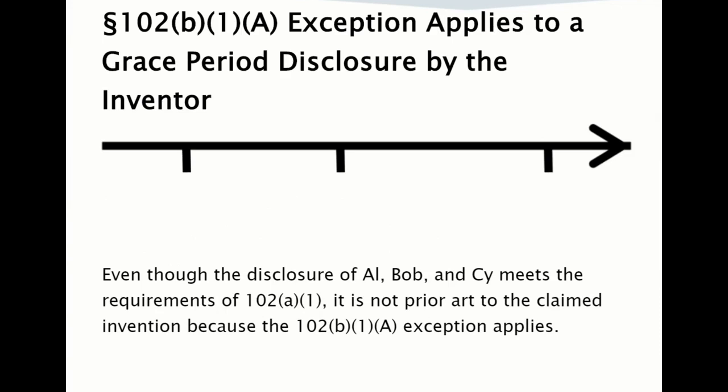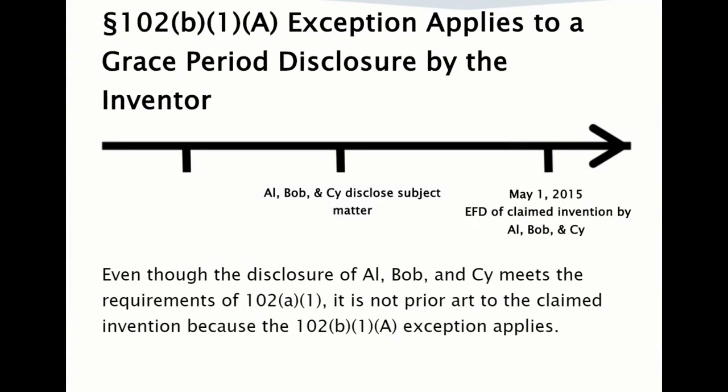In this most basic example of 102B1A, we are examining an application from Al, Bob, and Cy that includes a claimed invention having an effective filing date of May 1st, 2015. During our search, we find an anticipatory disclosure with a date prior to May 1st, 2015, but on or after May 1st, 2014. Thus, the disclosure is within the grace period for the claimed invention.